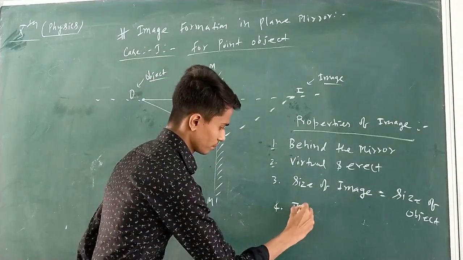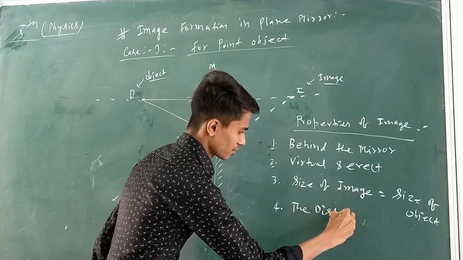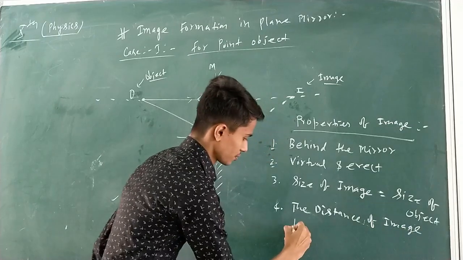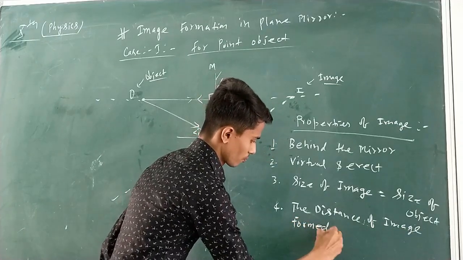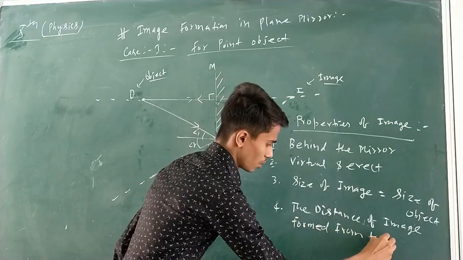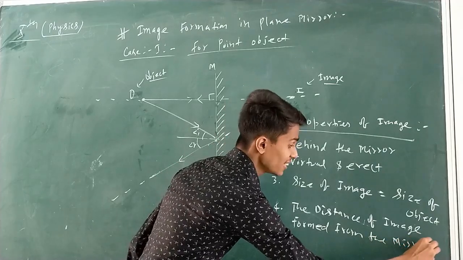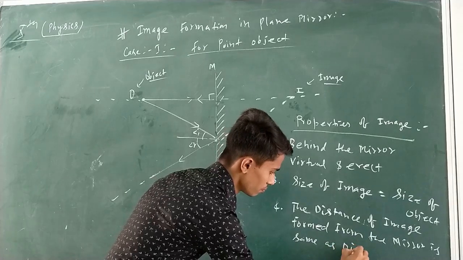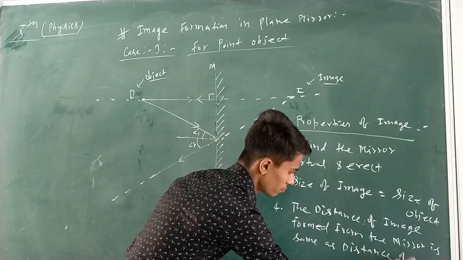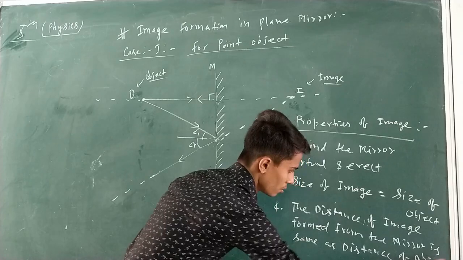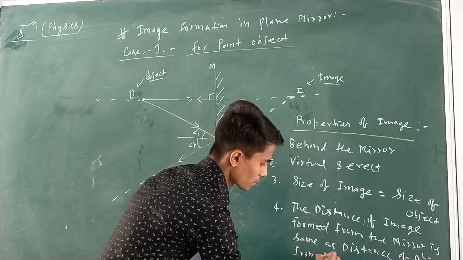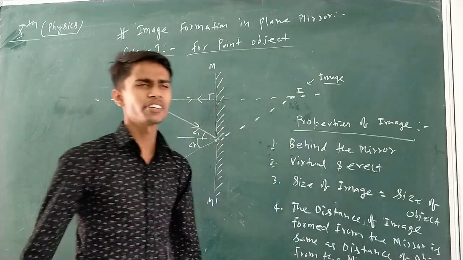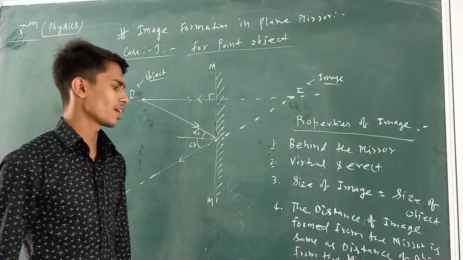तो हम लिख सकते हैं, the distance of image formed from the mirror is same as the distance of object from the mirror. These are the important questions, particularly for board. This question, property of image formation, has been asked numerous times in the board so far.